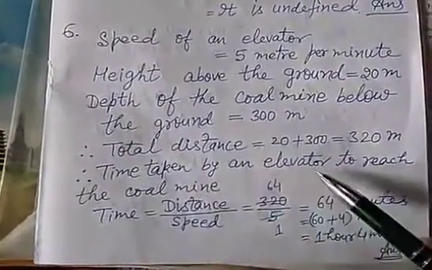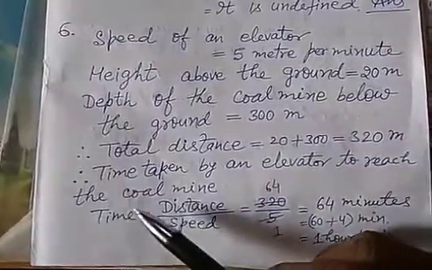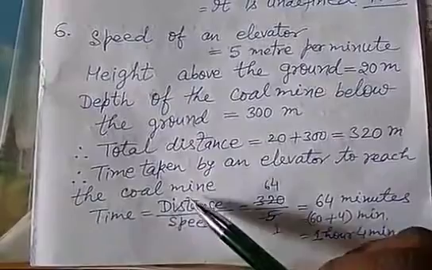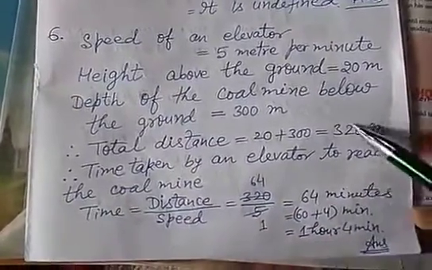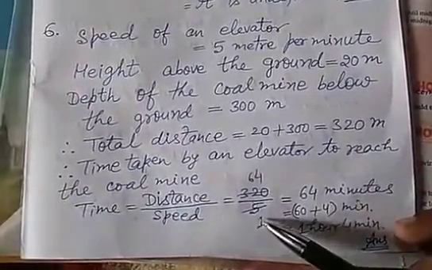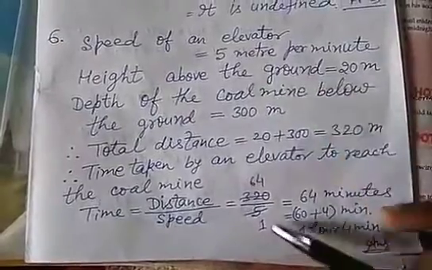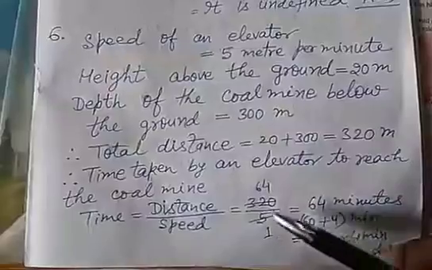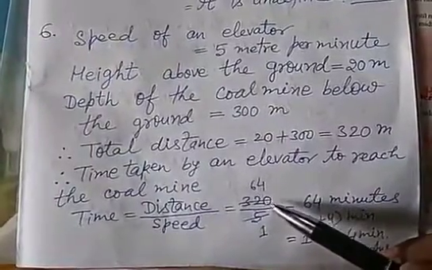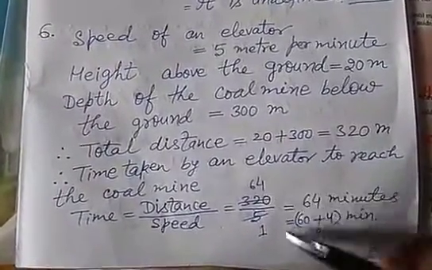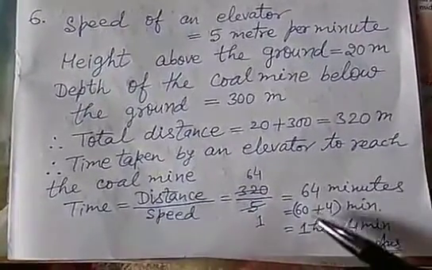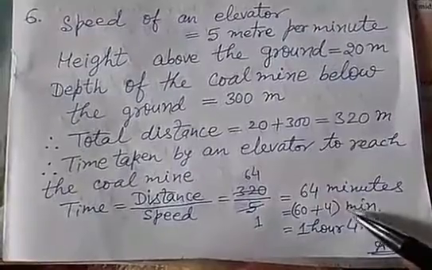So time taken by an elevator to reach the coal mine. As you know, time is equal to distance upon speed. This distance 320 upon speed 5 meters per minute. We have to divide it by 5. 5 1s are 5, 5 6s are 30 and 5 4s are 20. 64 minutes. 64 minutes can be written as 60 plus 4 minutes.